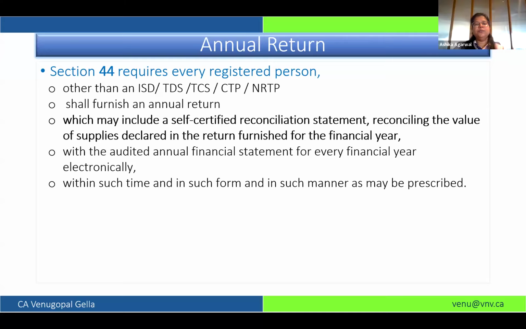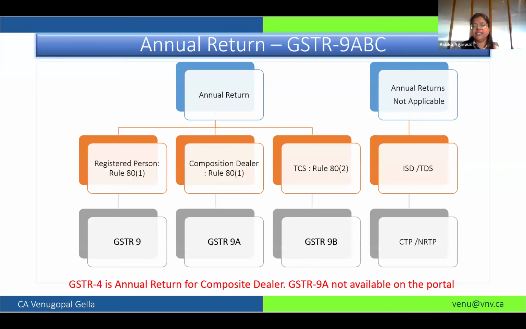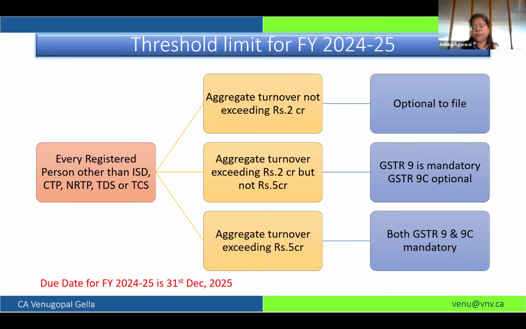Another form, an annual statement which they have prescribed, is 9B, which deals with the e-commerce operator, the persons who are into e-commerce and are deducting TCS. They are also required to file an annual statement. But again, the same situation: 9B is also not operational. So at the end, we come back to the last: only regular taxpayers are required to file Form GSTR 9. Now, with 9, there is also one more form, that is 9C, the reconciliation statement.